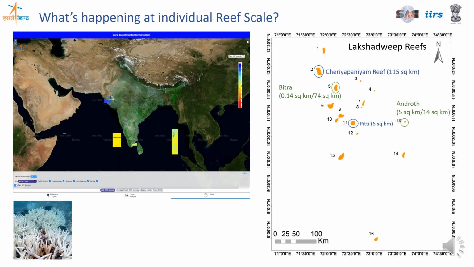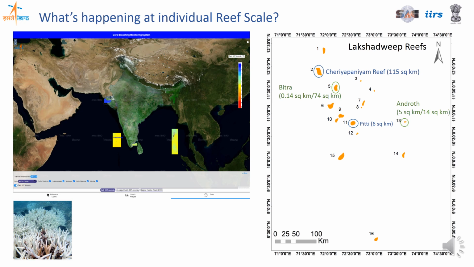We have reefs with islands like Androth, which has an island of 5 square kilometer with an adjacent reef of 14 square kilometer. And we have a huge reef like Bitra, where there is a 74 square kilometer reef with a very small island of the order of 0.14 square kilometer.